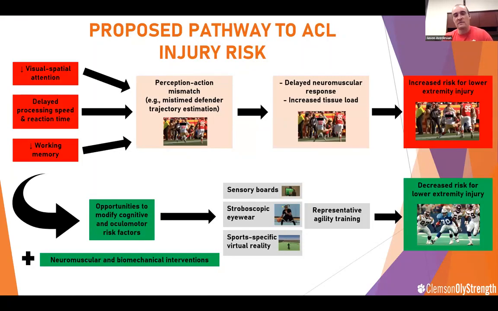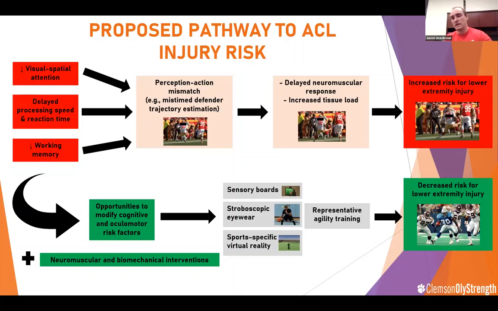In terms of what I'm proposing now as my pathway to ACL injury risk, starting from a sensory motor neurocognitive standpoint, we have some deficits in attention and processing speed and memory, potentially leading to this idea of a mismatch in perception action. So mistiming when the defender is actually coming from a trajectory standpoint, which could then relay to a delayed neuromuscular response and potentially increase tissue load on the ACL, leading to a higher risk of injury.